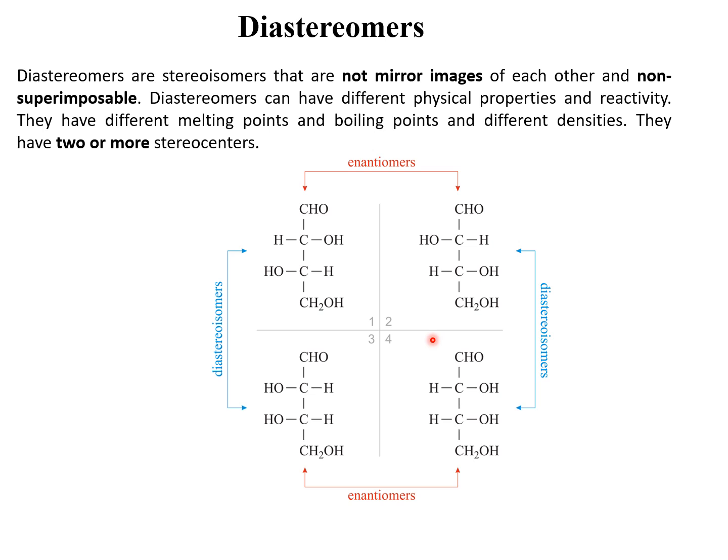Diastereomers are non-superimposable, but they are non-mirror images. That is the basic difference. Enantiomer means, I'll repeat, non-superimposable object and mirror images, whereas diastereomer means non-superimposable non-mirror images. So diastereomers are stereoisomers that are not mirror images of each other and non-superimposable. They can have different physical properties and reactivity. They have different melting point, boiling point, and different density. They have 2 or more stereocenters. Examples are given over here, you can have a look.